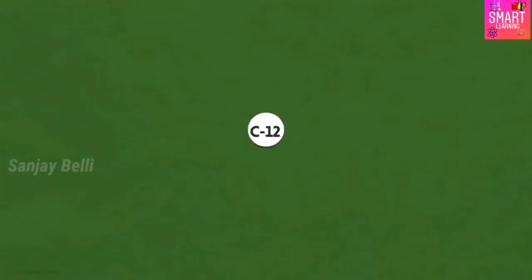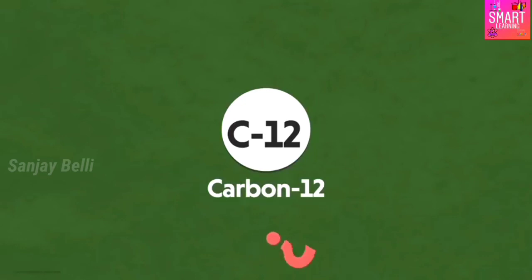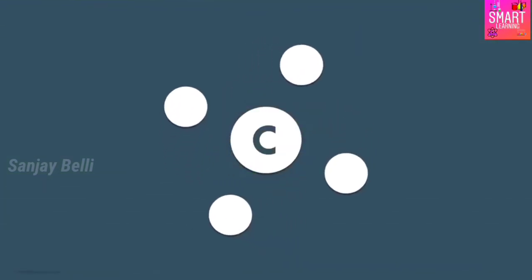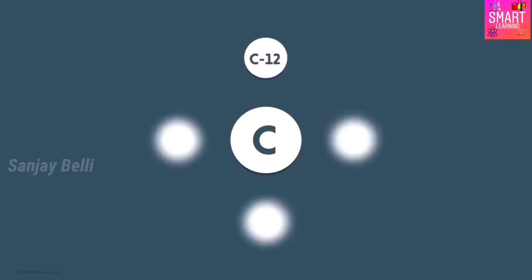Since we cannot directly calculate the mass of an atom, we usually calculate it with respect to the mass of the carbon atom. We take carbon 12 as the standard. Wait, what is carbon 12? What does it mean? The element carbon has many isotopes, and carbon 12 is one among them.